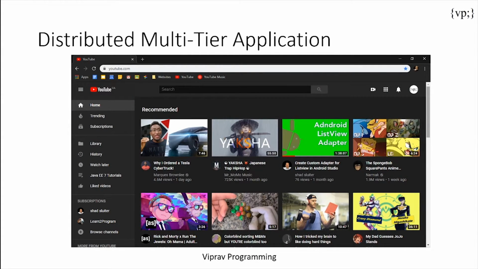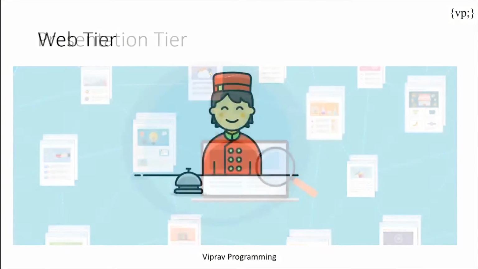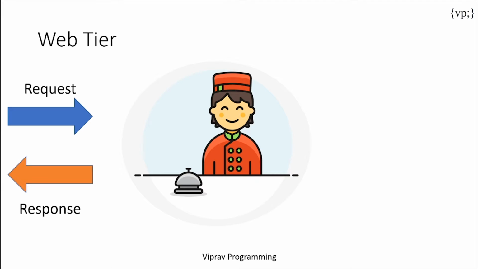Let's take an example of YouTube. The first thing that you will see is the presentation tier, which is composed of web pages, web browsers, etc. In short, it's all the stuff that you can see and interact with. Next, there's the web tier. Think of it as the receptionist of the web application. It's where all your interactions with the website are met with a reaction.